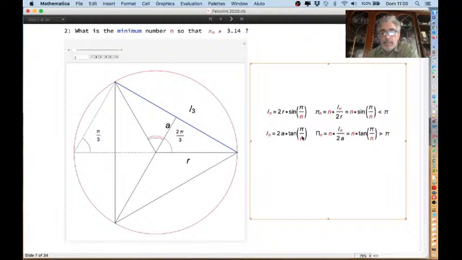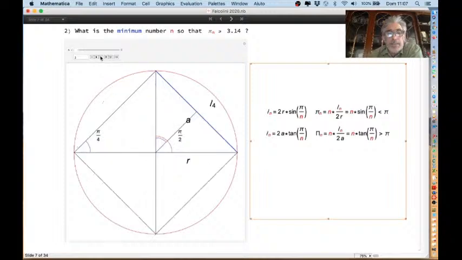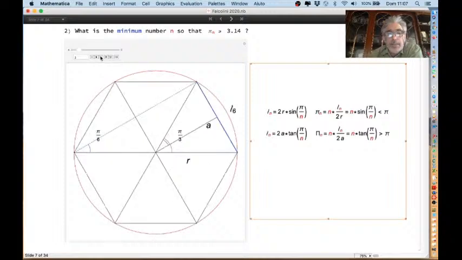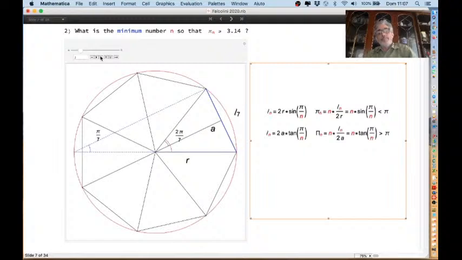So this is the approximation of pi given by the two sequences that I presented before. So we can see that this construction gives the answer for any n.